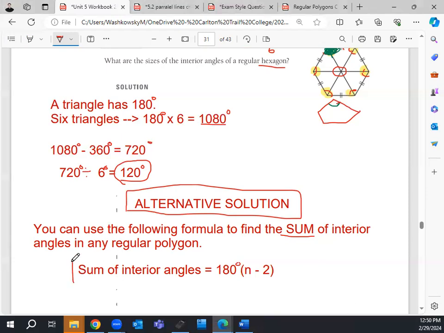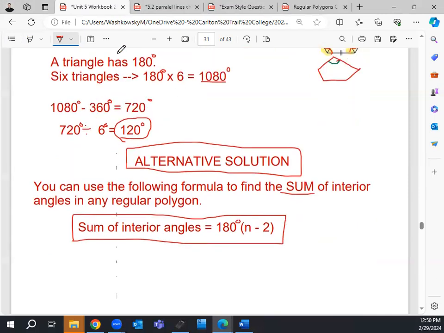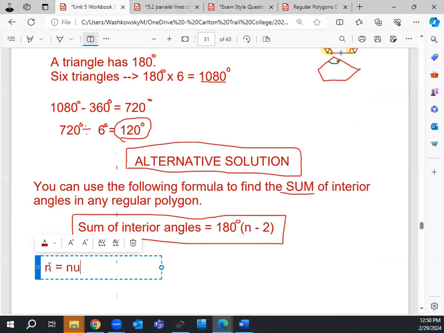So this is a formula here that we can use. And if you're wondering, what is this n? Well, the n is equal to the number of sides.